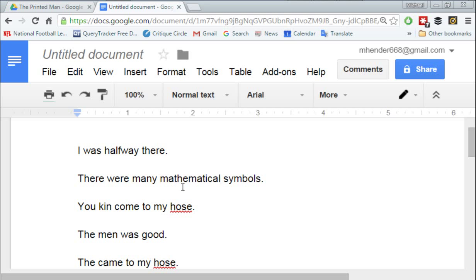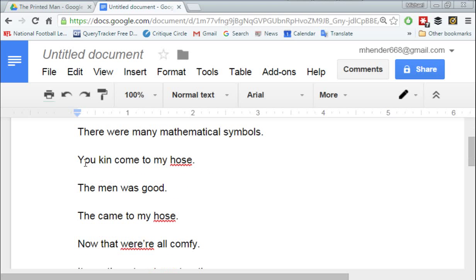Now, it's not always right. You look at it and you say, yeah, that's right, I think I should change it, or no, I don't. That's not the word I want to use. Or if you're not sure, then you can do a Google search and find out.